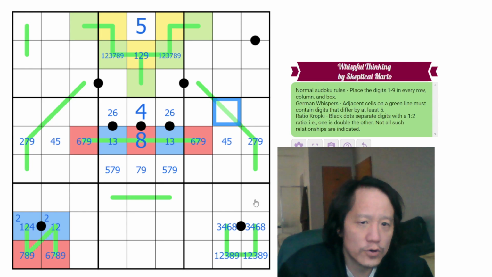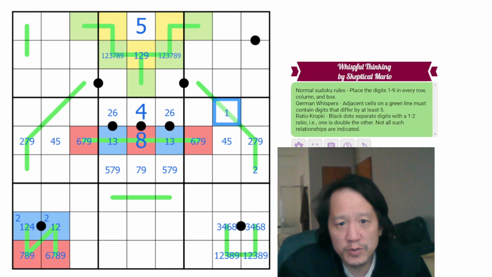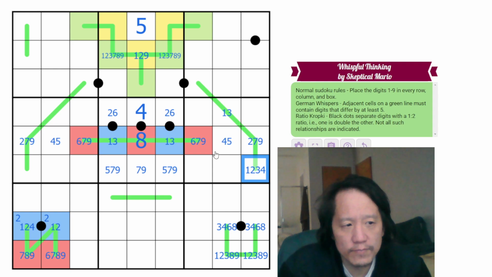This can't be 2, 4, or 6. So one of these is 2. One of these is 7 or 9. If it's 7, this has to be 1, and this is 2. If this is 9, this could be 1 or 3, and this could be 1, 2, 3, or 4. Same here. If this is 7, this is 1, and this is 2. If it's 9, it could be 1 or 3, and this is 1, 2, 3, or 4.